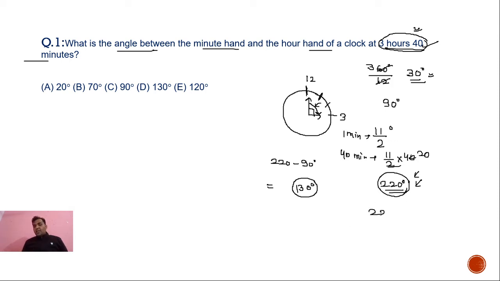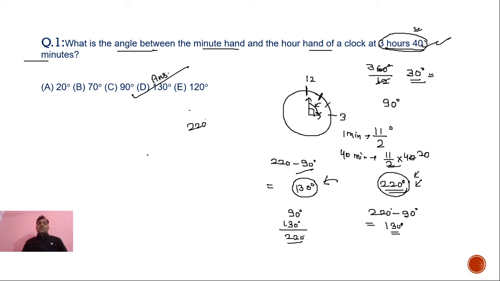So out of 220 degrees, there will be a decrement of 90 degrees first for some amount of time. Once that 90 degree angle is covered by the minute hand, this is the time when the minute hand will be overtaking the hour hand. Once it overtakes, it will make another 130 degree angle. So a destruction of 90 degrees and a construction of 130 degrees will give us a total angle of 220 degrees. But at 3 hours 40 minutes, out of 220 degrees, there's a destruction of 90, so the remaining angle will be 130 degrees. So at 3 hours 40 minutes, the angle between the minute hand and the hour hand would be 130 degrees.